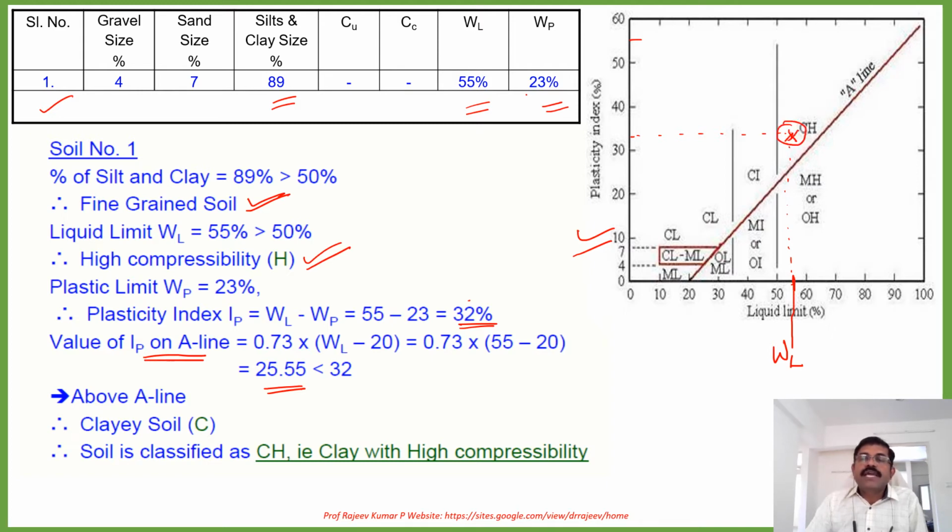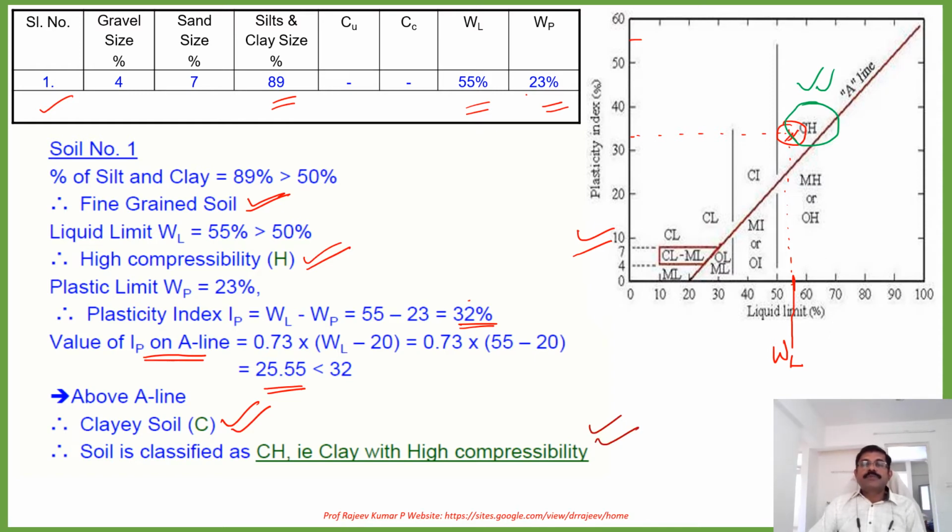This value is above the A line, it means it is clay soil. And it is coming under the region CH. So the soil is CH with high compressibility. This is the answer for the first soil.